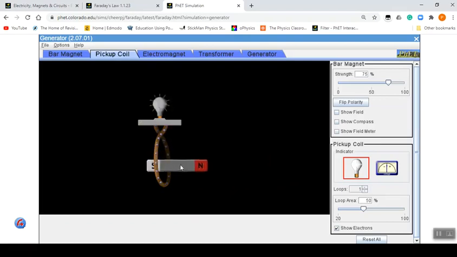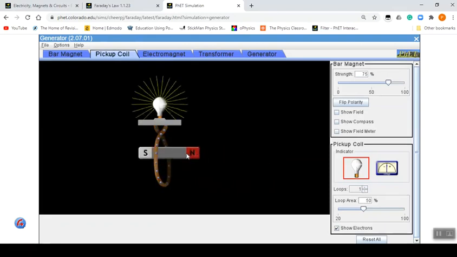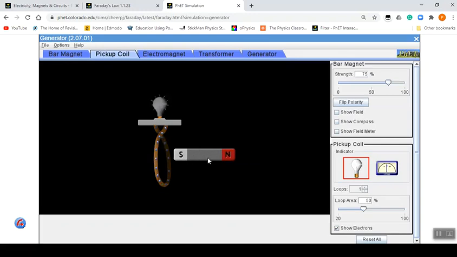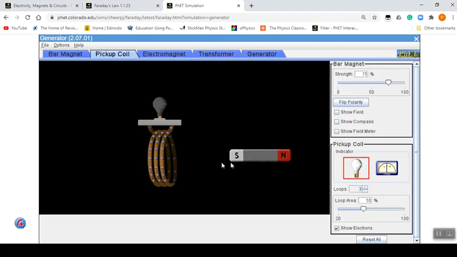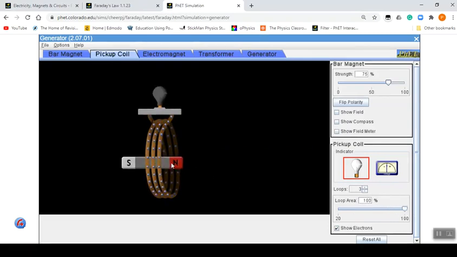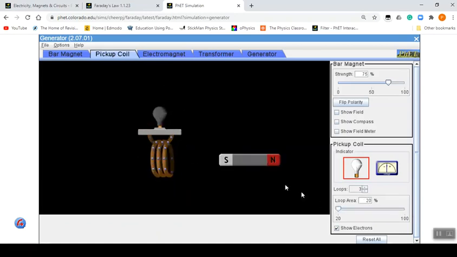So they saw that if we bring a magnet close to a coil, there is a current. When we do it slowly, that current is small. When we do it fast, that current is big. Also, if we increase the number of loops of the coil, that has a big effect. And also, if we increase the area of that coil, that also has a big effect. If we make the area smaller, the current is smaller. So these were some of the observations.